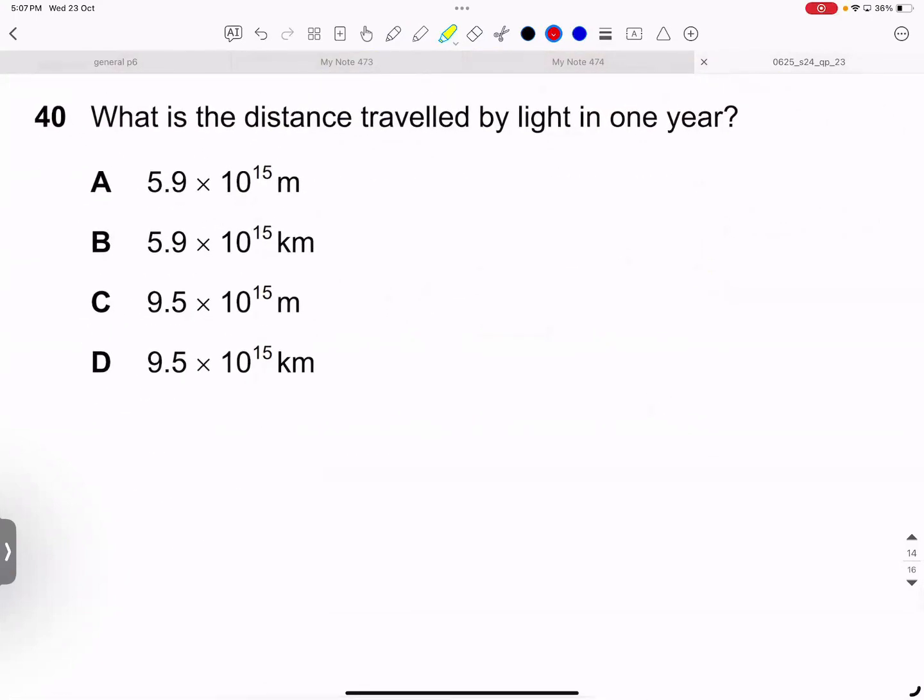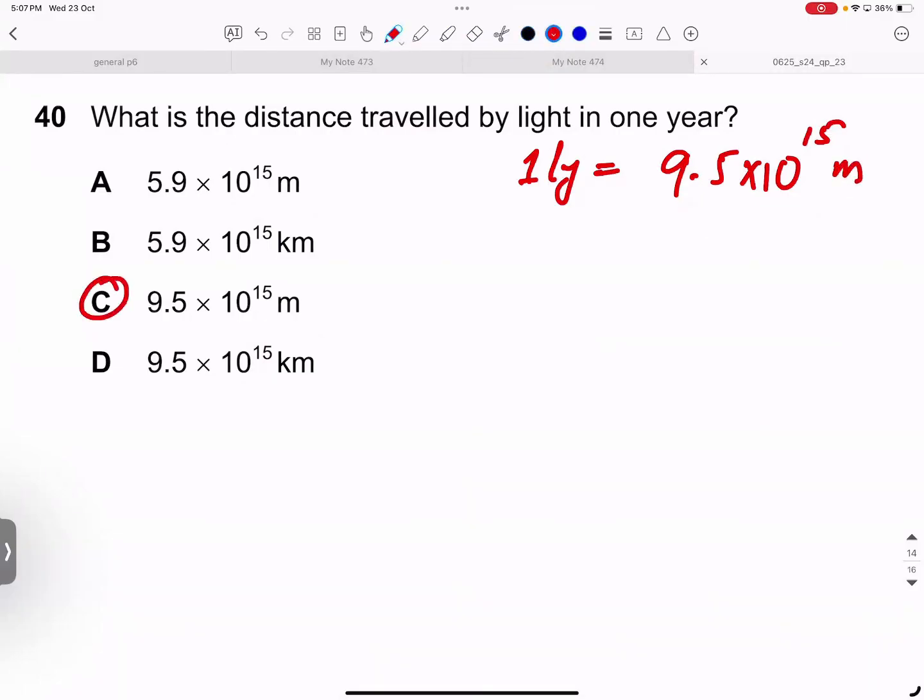What is the distance traveled by light in 1 year? This is actually called 1 light year. 1 light year you need to memorize, my dear. That was 9.5 into 10 power 15. No, 10 power 18. No, light year. No. 10 power 15 meters.